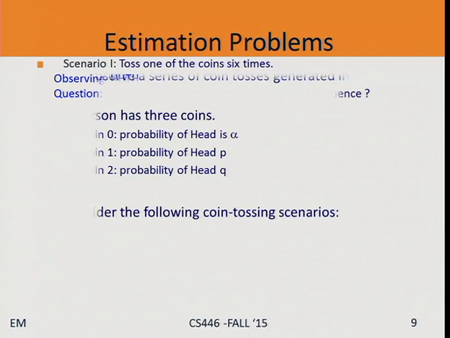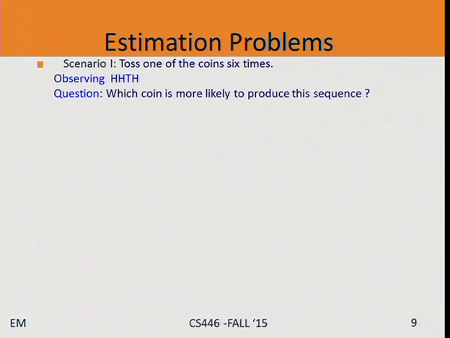for coin tossing. Here is one scenario. I toss one of the coins 6 times. I didn't tell you which one. I got HHTTH, and I'm asking you which coin is more likely to produce the sequence. Which coin is more likely to produce the sequence? I didn't give you the numbers, alpha, P, and Q, but you can give me a sentence that determines how you would decide.